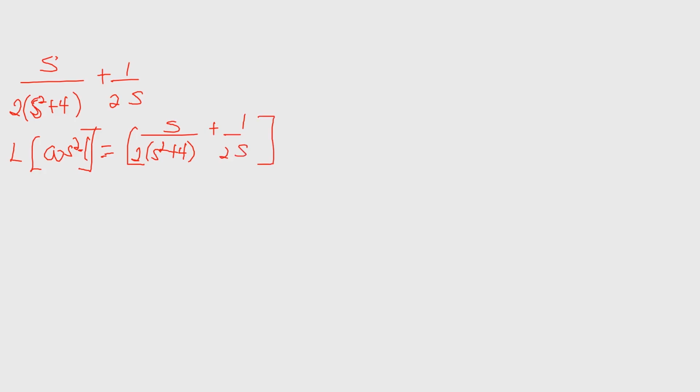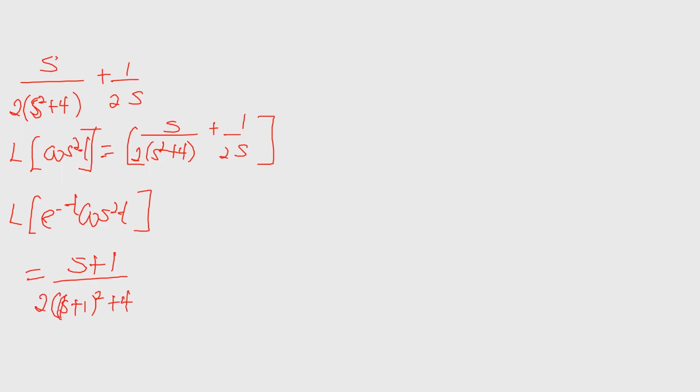Don't forget that the original question said that we have to find the Laplace transform of e raised to the power of minus t cos squared t. Using the first shift theorem, your answer will be equal to, instead of writing s, it's going to be s plus 1, because your value of a here is minus 1, so it becomes plus 1. So it's going to be s plus 1 over 2 into s plus 1 squared plus 4, close the bracket, then plus 1 over 2 into s plus 1. So that is for the first shift theorem. I hope you understand. Thank you very much for watching.